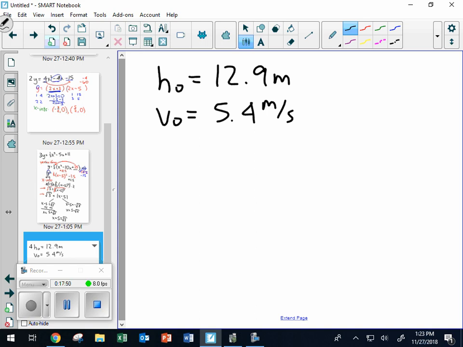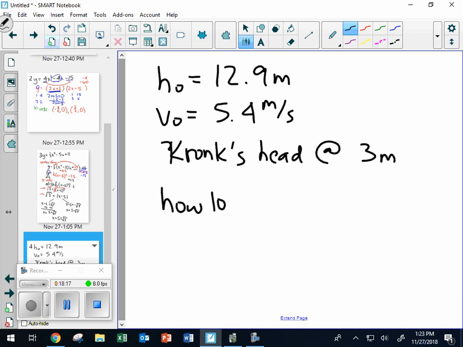And since he's on top of the restaurant, he decides that he wants to jump down off the roof and onto Kronk's head. And Kronk's head is, let's see, at a height of 3 meters, because this is a pretty tall guy. And he's got a huge hat. Okay, what I want to know is how long would it take our squirrel Squeakers to land on Kronk's head?